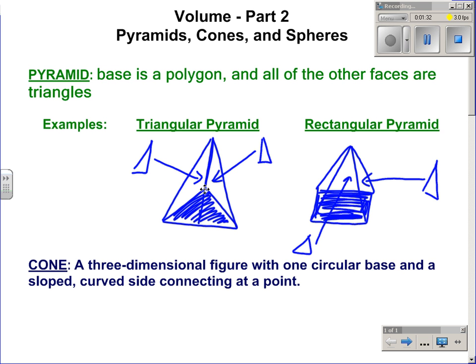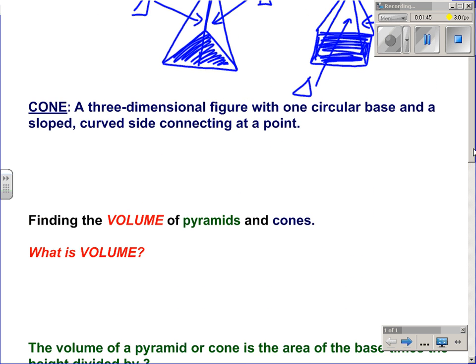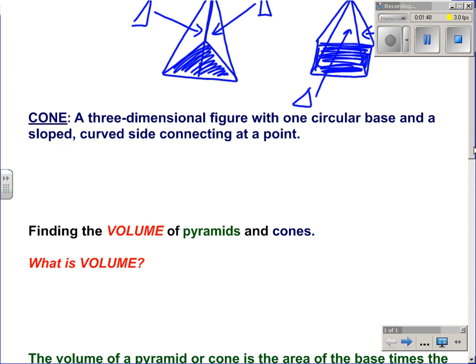Let's go ahead and talk about what a cone is. And just like an ice cream cone, it's a three-dimensional figure with one circular base and a sloped curved side connecting at a point, which ends up looking something like this. So here is our circular base, and there's our cone. Just fill in the base there so we can see that the base is a circle. All right. And now we want to talk about finding the volume of these pyramids and cones.